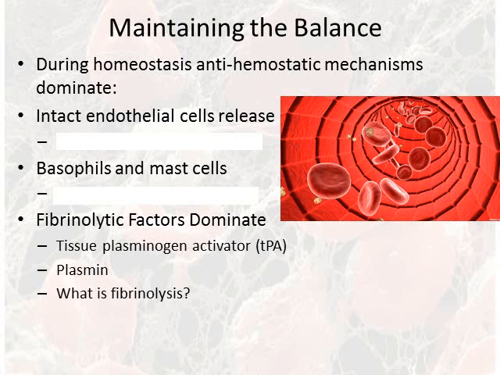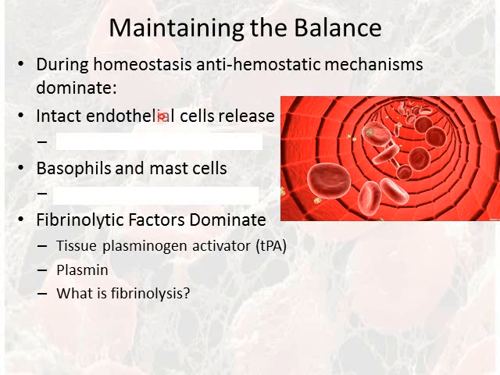Okay, so we're going to transition over to blood clotting now, hemostasis. Very important to understand the difference between homeostasis and hemostasis. Homeostasis is just normal balance of all activities in your body, whereas hemostasis is blood clotting. So during homeostasis, when we don't need to be clotting our blood, we have mostly anti-hemostatic factors dominating, meaning things that are going to stop blood from clotting.